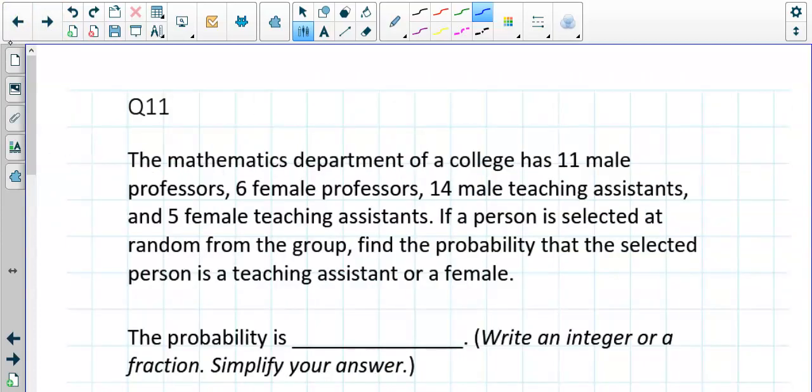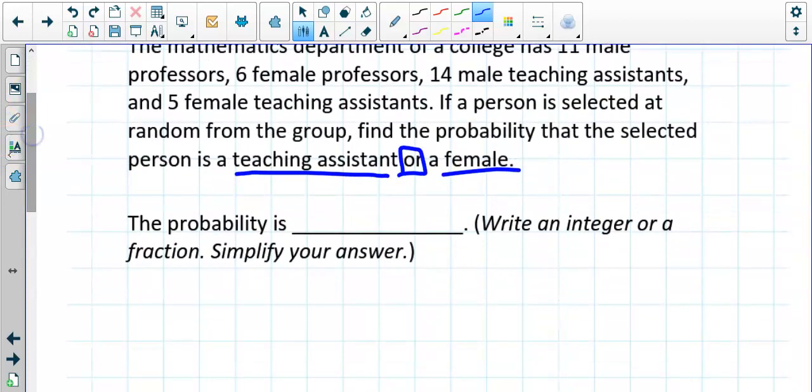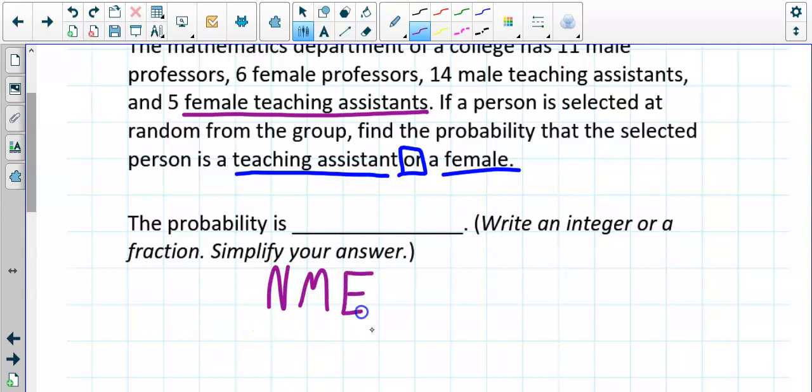So right here, the mathematics department of a college has 11 male professors, 6 female professors, 14 male teaching assistants, and 5 female teaching assistants. If a person is selected at random from the group, find the probability that the selected person is a teaching assistant or a female. So again, this is one of those OR problems. Is this mutually exclusive or not? Can you be a teaching assistant and female at the same time? And the answer to that one is absolutely. Right here, look, female teaching assistants. So this is a little different. These are not mutually exclusive events.